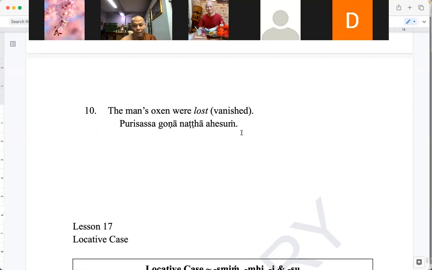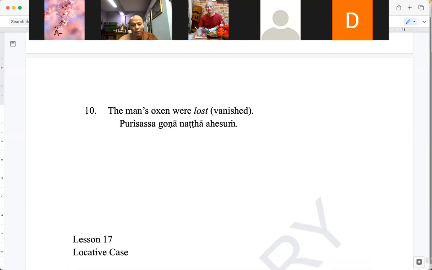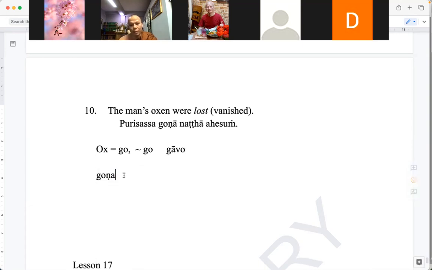So for the ox, in Pali, two words we can say, one is go, the other one is gona. Go is with the nominative case. Nominative case singular is go, plural is gavo, that is an irregular form. But gona ends in a, the same as buddha. So the singular form is gono, and the plural form is gona, in this way. Thank you, Bante. I got it. Okay.